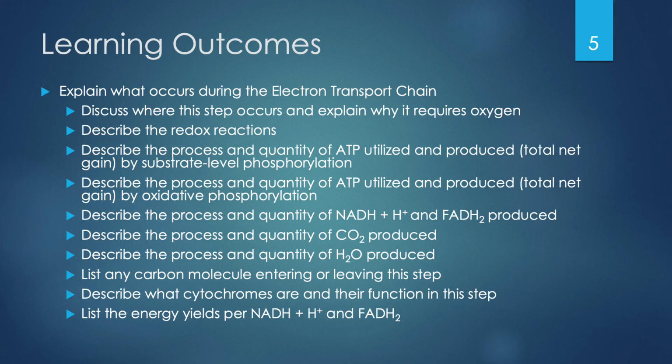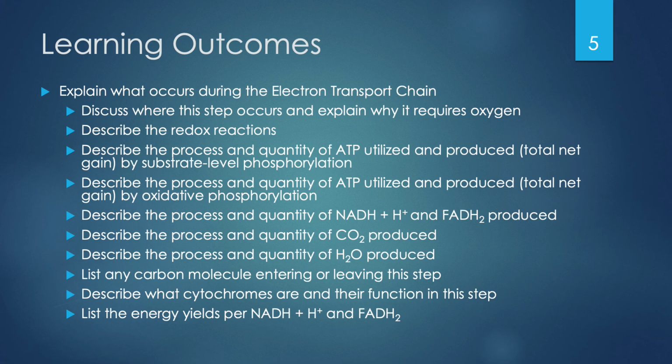Next, we're going to look at the electron transport chain. So we'll discuss where this occurs, why it requires oxygen. We'll describe redox reactions and the process and quantity of ATP that's used and produced, and that's all by substrate level phosphorylation. We'll also talk about the ATP that's used and produced by oxidative phosphorylation.